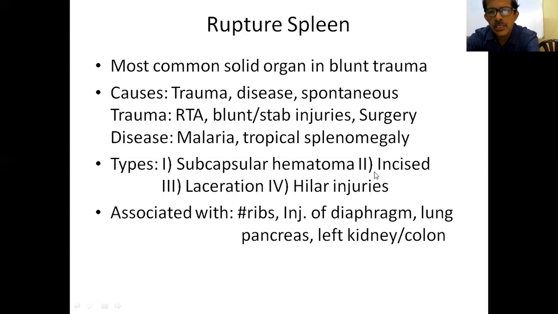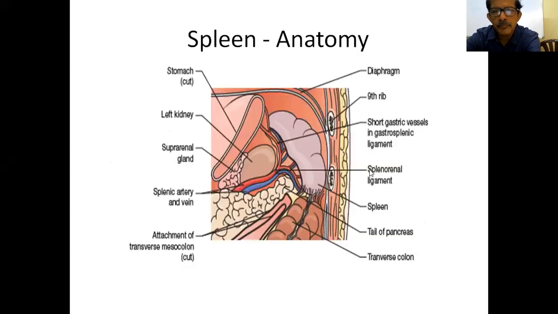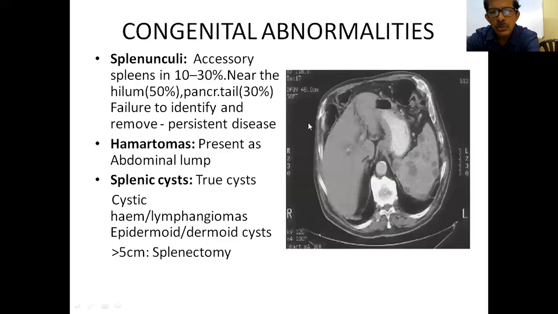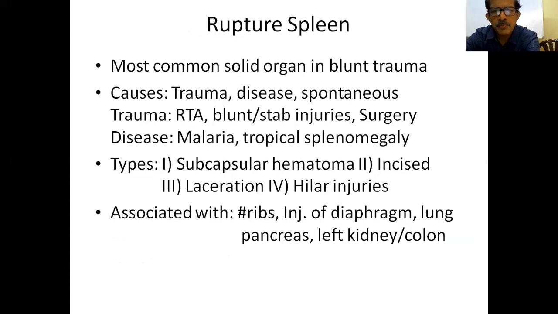Hilar injuries mean directly at the hilum, it may be injured so that the spleen is devoid of vascular supply, and there will be torrential bleeding and the spleen is useless. So in those cases, you have to remove the spleen. So these are the types of injuries: subcapsular hematoma, incised wound, laceration, and hilar injuries.